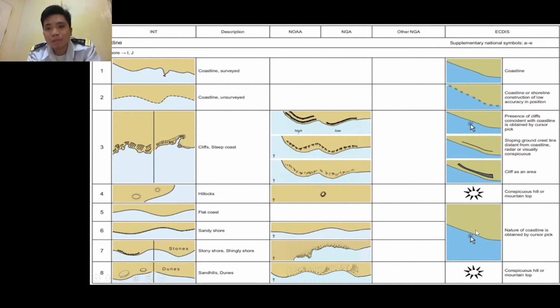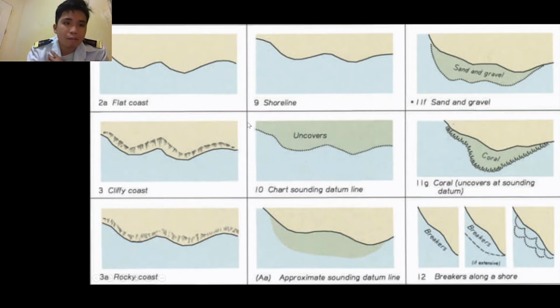This is from a different source that Sir has given to us, but I just used it so that we can have an idea on what we can see on the ECDIS. So next, this is a flat coast, the cliffy coast, shoreline, the rocky coast. We went through that already. Then this is the chart sounding datum line, uncovers, approximate sounding datum line here.